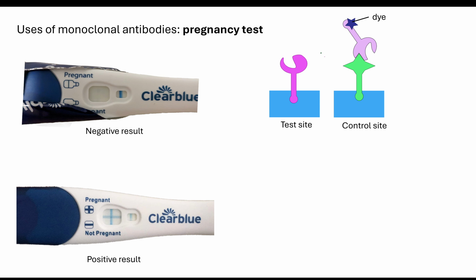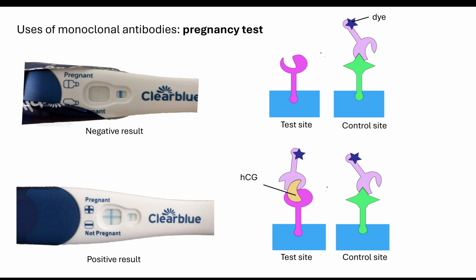But again, what is happening? Well, you dip your pregnancy test into the urine sample. If there is HCG, the hormone present, the free-floating monoclonal antibodies are going to bind to it. They are then going to move up through the pregnancy test. Now, because there is HCG present, that will now bind to the monoclonal antibody at the test site. So because we have a positive result, we are indicating there is HCG hormone present.